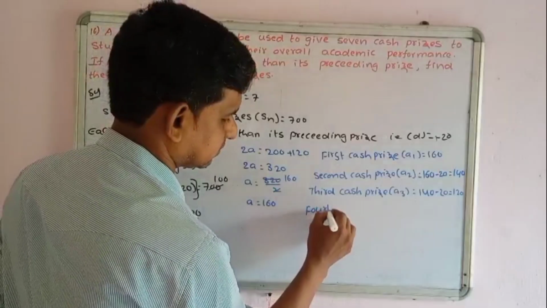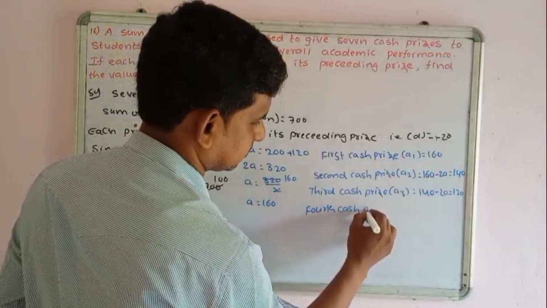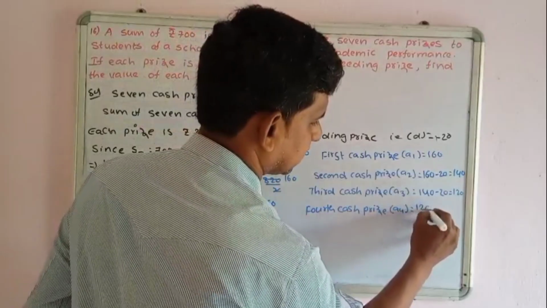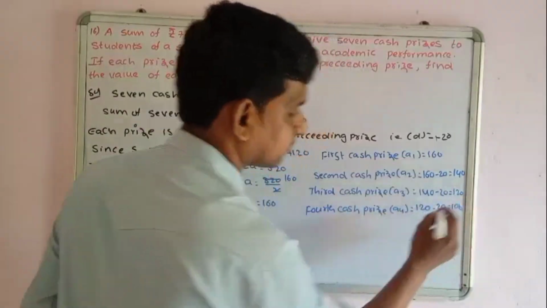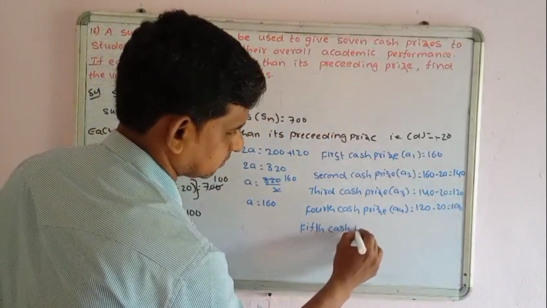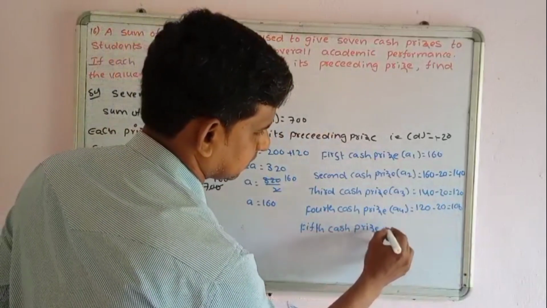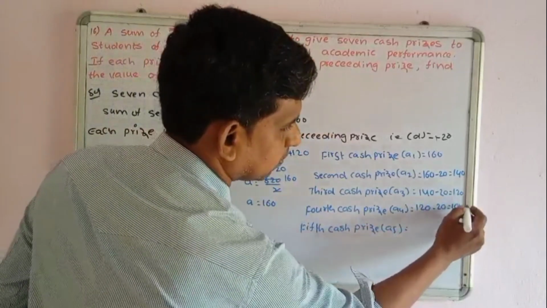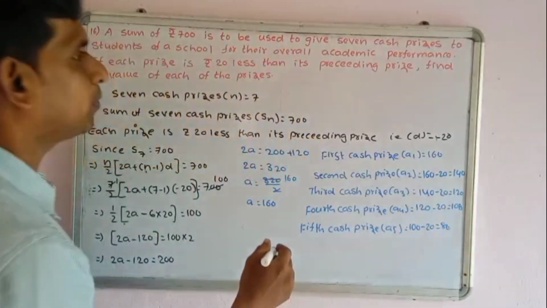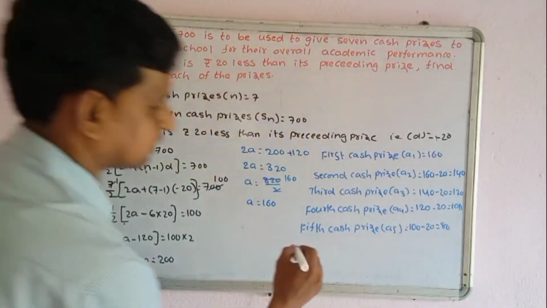Fourth cash prize: A4 equals 120 minus 20, that is 100. Fifth cash prize: A5 equals 100 minus 20, that is 80. Okay, how many cash prizes are there? 7 cash prizes are there.